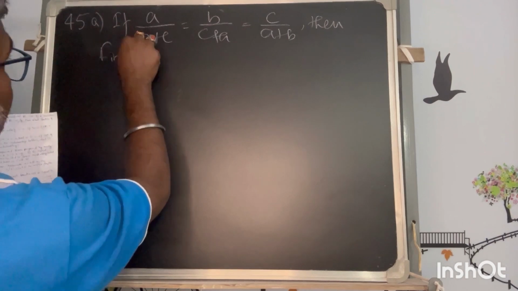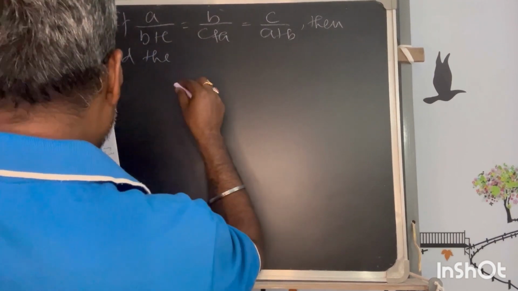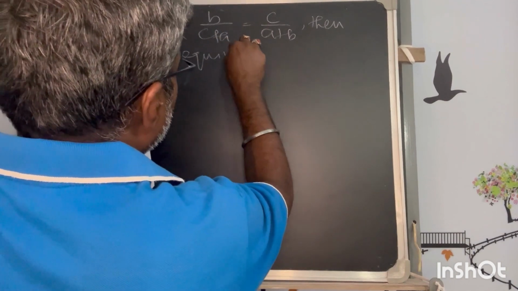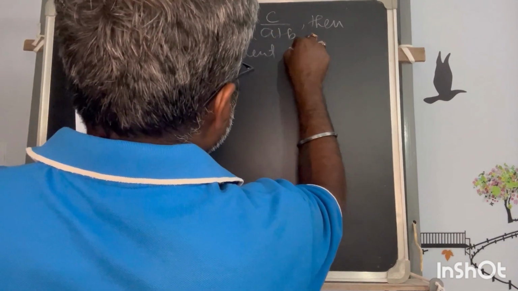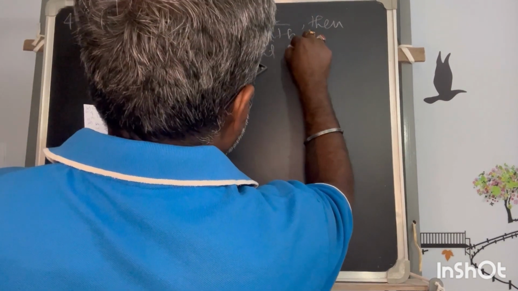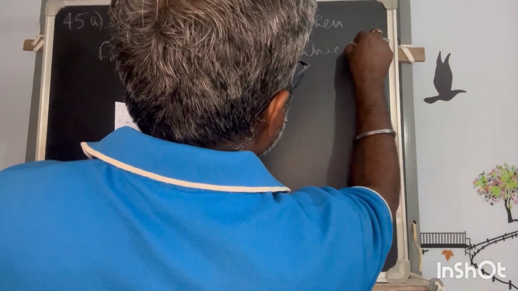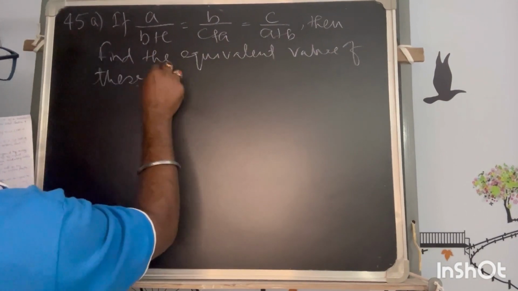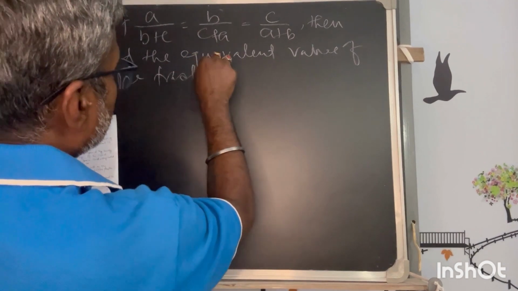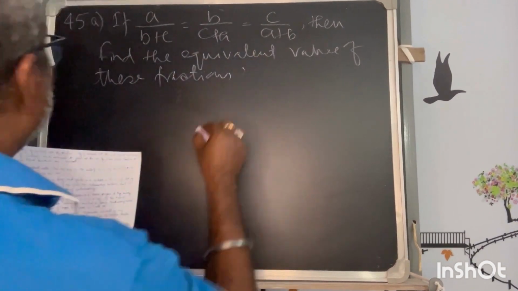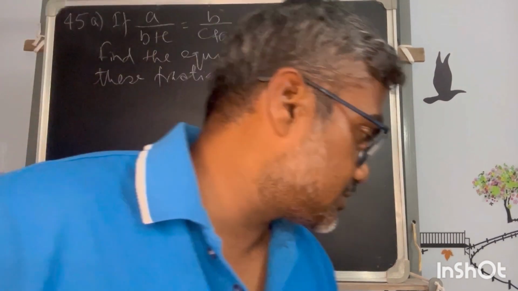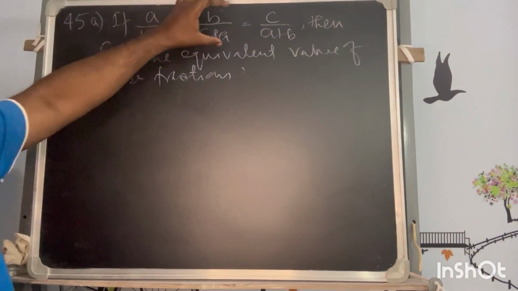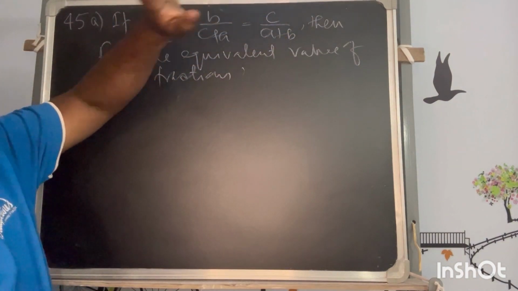find the equivalent value of these fractions. So that means it says that if these are equal, then this must be equal to some value. So you have to find that value.